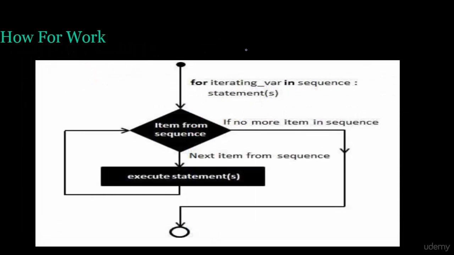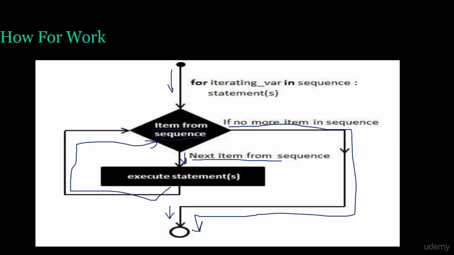How does for work? The code will go from here to the end of the code here. If there is still an item in the sequence, it will move to the next item and execute the statement. If there are more items, this will be executed and executed and executed. If there is no more item in the sequence, it will move here and go here.